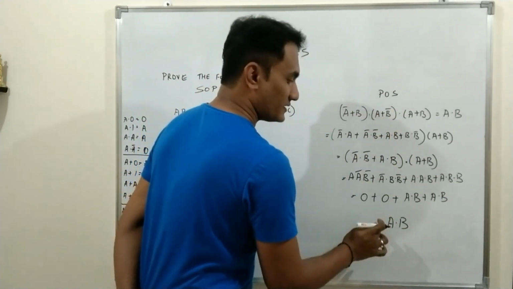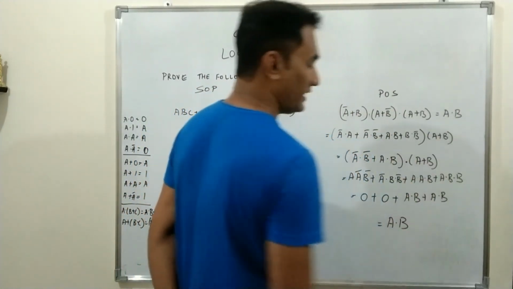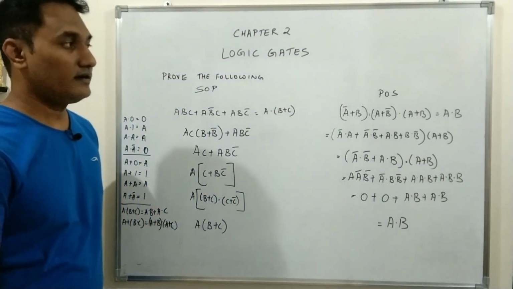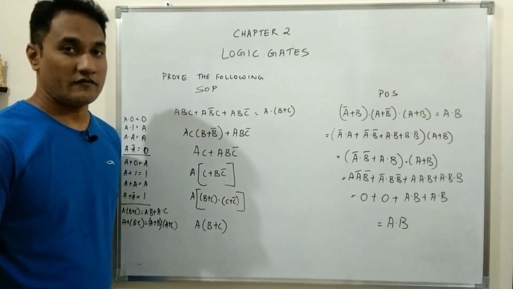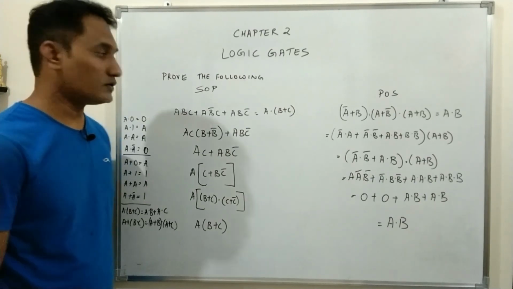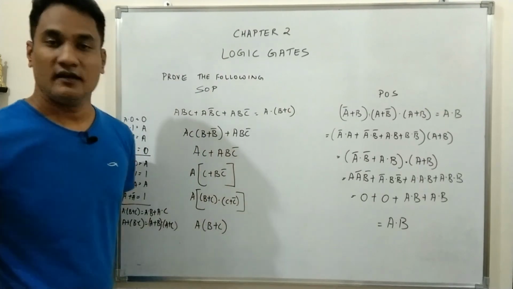So when you solve this equation using Boolean laws, from the left hand side you get the right hand side, which is A dot B. So this is how you have to apply Boolean laws to solve the left hand side to get the right hand side.